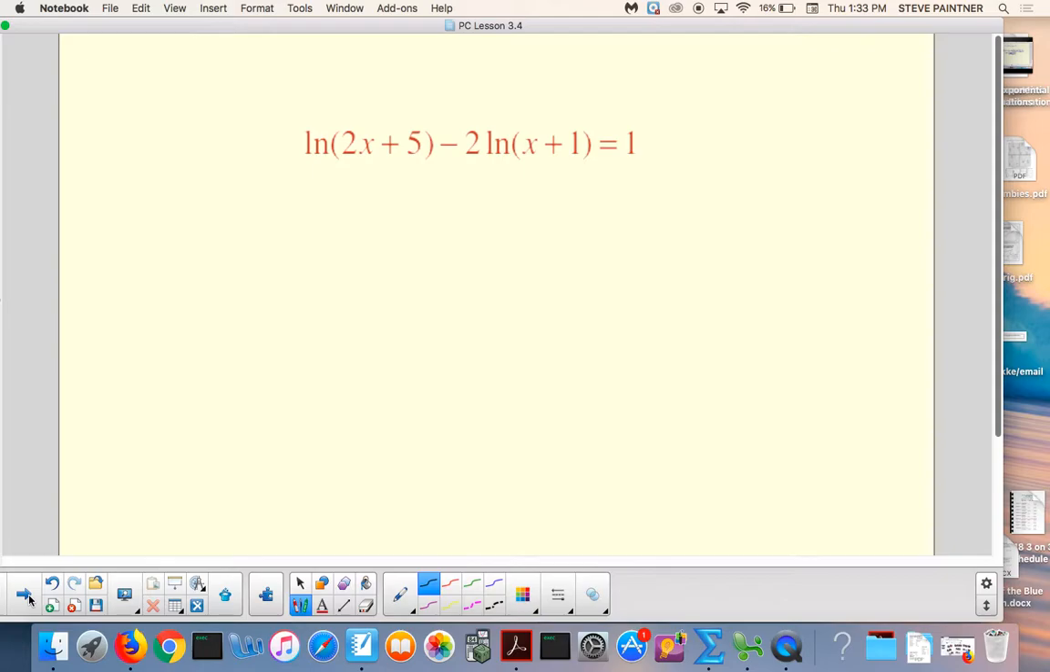Okay, next up. Try that one. This is the messy one I skipped yesterday. This one gets messy. And all I mean by messy is the numbers are just kind of ugly. And you'll see. Natural log of 2x plus 5 minus 2 times natural log of x plus 1 equals 1. You don't want 2 natural logs. You want how many natural logs? Just 1. I'll be quiet.